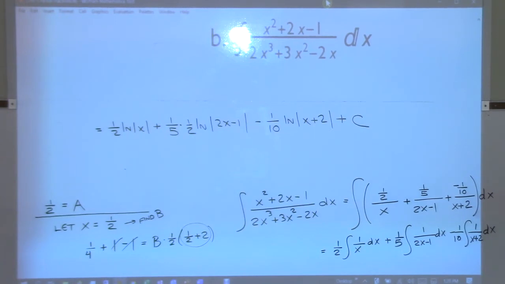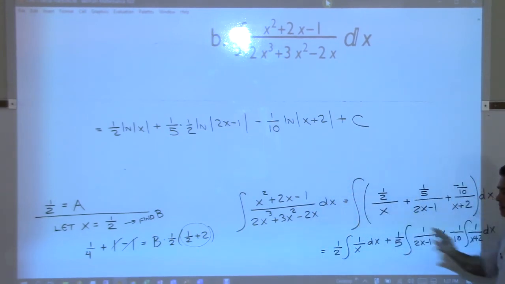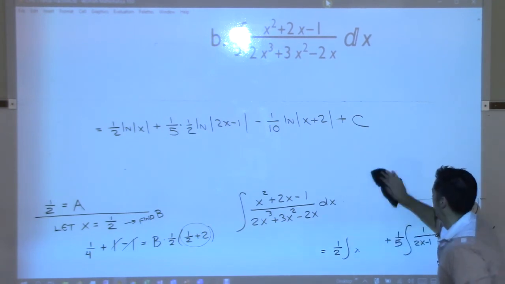Okay, so that was the short method to get a, b, and c. Now I'd like to show you the long method to get a, b, and c on the same problem. Are there any questions? I'm about to erase all this. No? Okay.